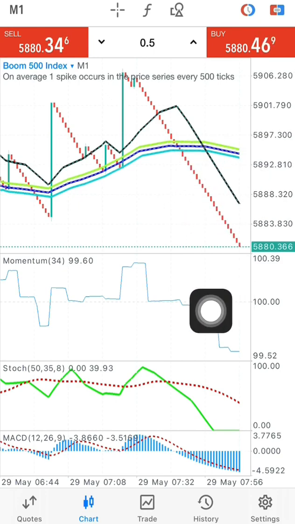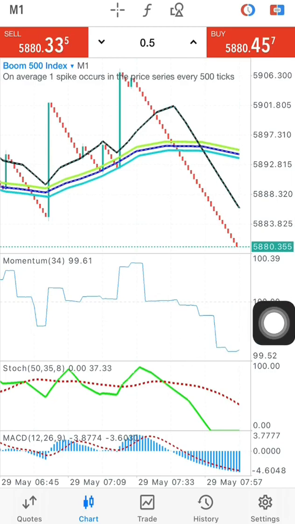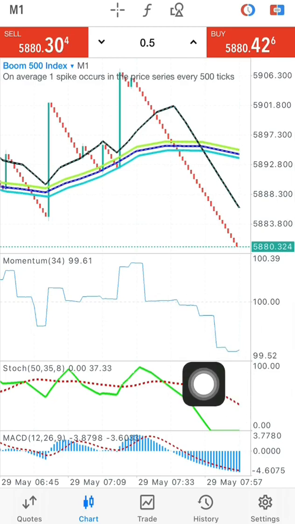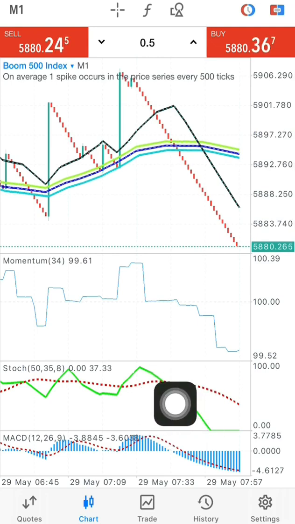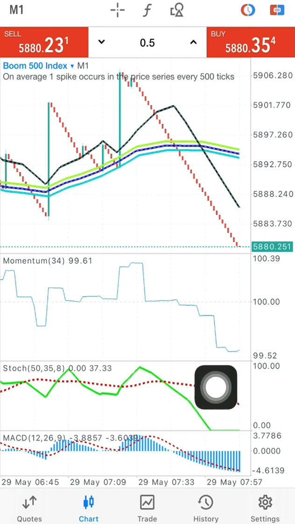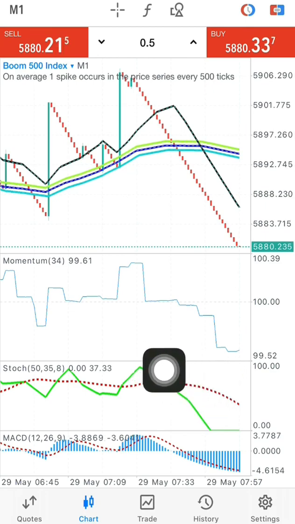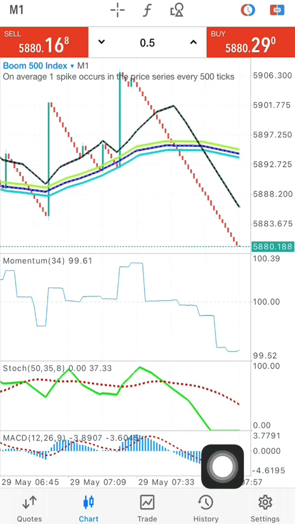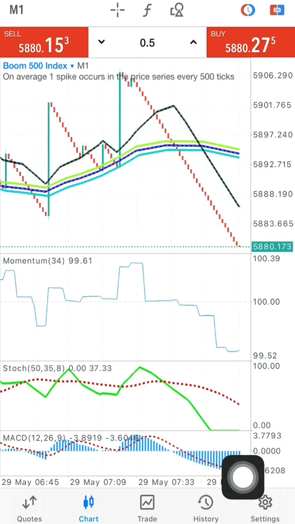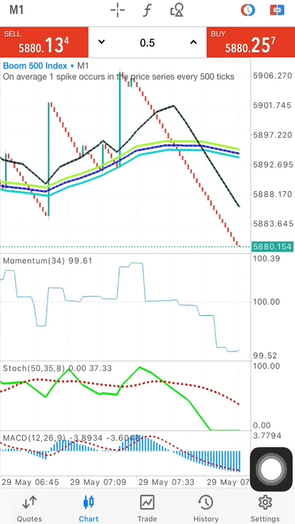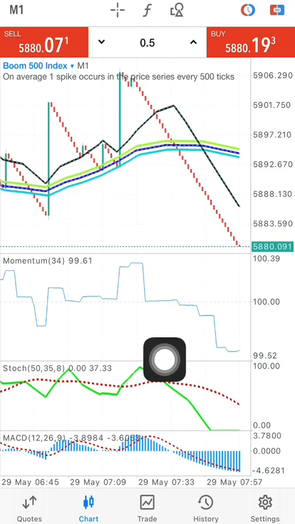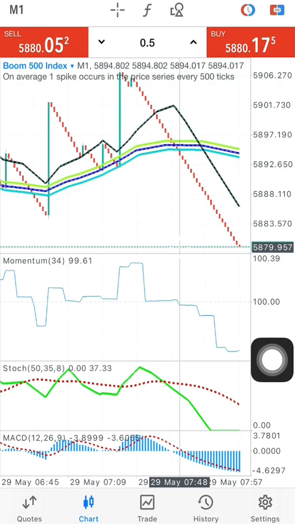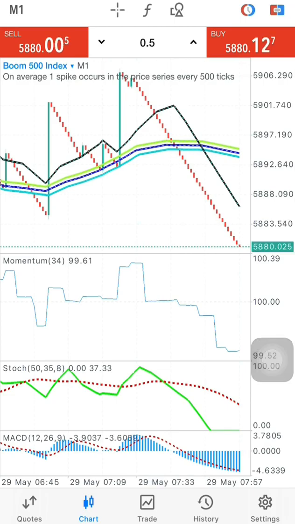The second confirmation is this momentum. This momentum must be below the 100. Then for the stochastic oscillator, we must see the crossover at the top here, so the red must cross the green downward. Then the MACD must face down, and it must be below 0.00. That is the 4 confirmations that we use to sell. In Boom we sell, in Crash we buy.